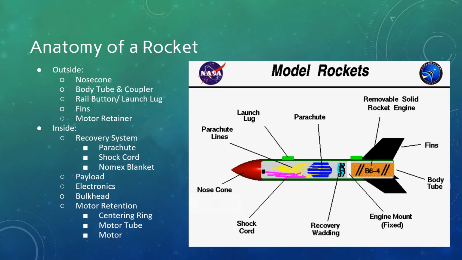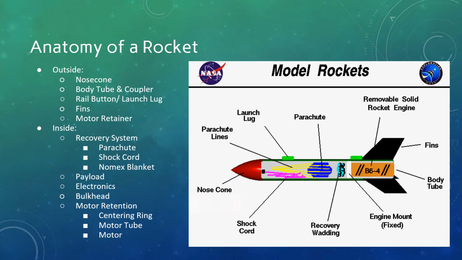Next up is rail buttons. They're also called launch lugs. So rail buttons are a way to launch your rocket, right? You need a way to stand it upright before it's lit, so that when you light the motor, it will go straight up and not sideways or something like that, which would be bad. And so the way we do that is we have a little button on the side of the rocket, and that slides into just a vertical rail. And then when you light the motor, it just shoots it off the rail and it keeps going straight up. So that's what a launch lug is.